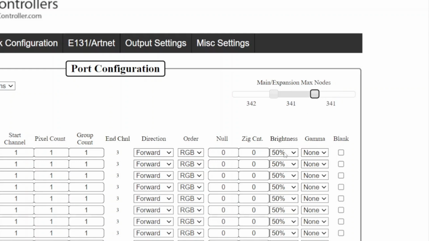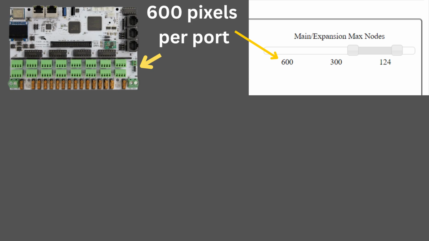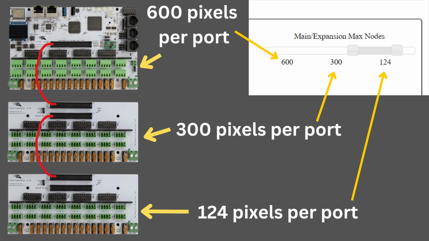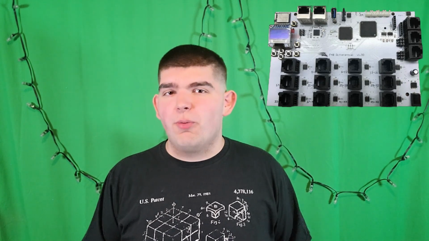One section would get 342 pixels, but that's to make it equal. Or if you wanted to, you could let the onboard ports get 600 pixels per port, the first expansion to get 300 pixels per port, and then the final one would get 124 pixels per port. So you could customize that how you want. The F48 V3 or F48 original is extremely similar to how the F16 V3 works with pixel port sharing.